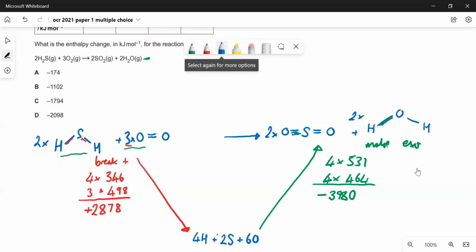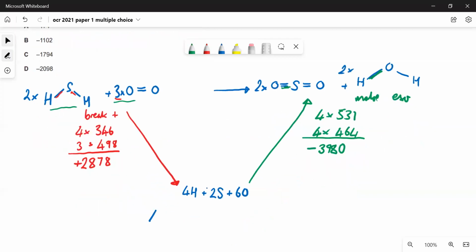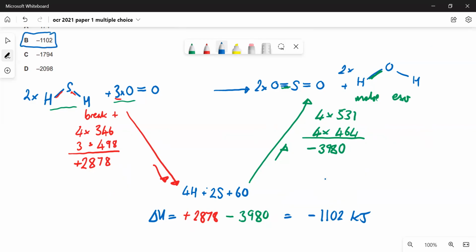Now to work out delta H for the reaction, all we have to do is write Hess's law. So delta H, we're following that red arrow. So keep the sign, it's 2878 going down. And then we are going back up on the green arrow. So keep the sign there, that's 3980. Put that into the calculator, we get a value of minus 1102 kilojoules, which is B up there. That is our answer to that question.